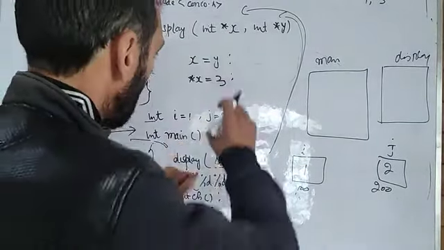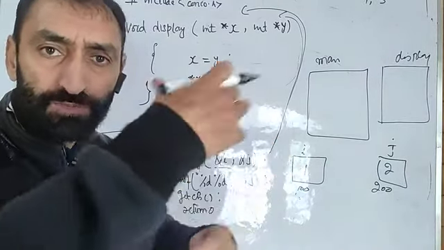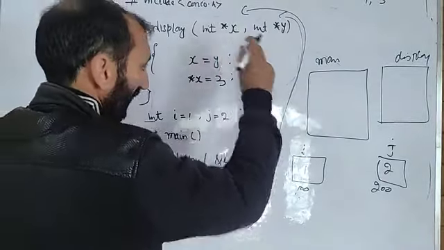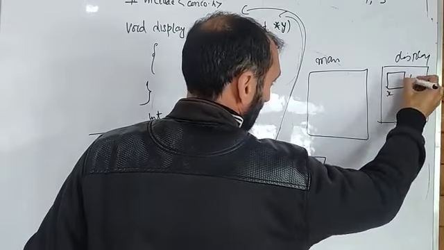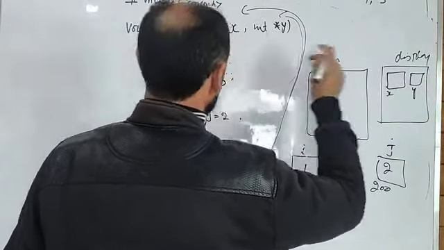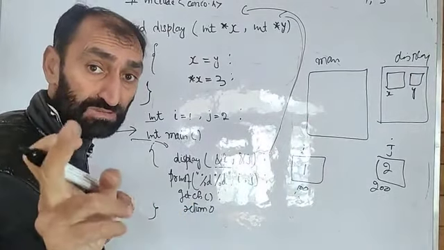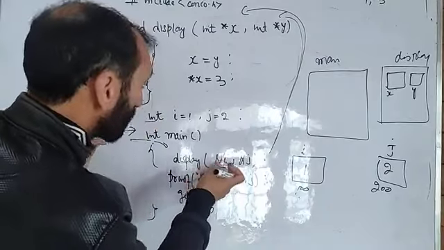What do we know about pointers? Pointers are special variables that store the address of another variable. Here x is one variable and y is another variable, but these are of pointer type. That means they will hold addresses. Pointers will hold the addresses. The address of I is going to be stored in x.